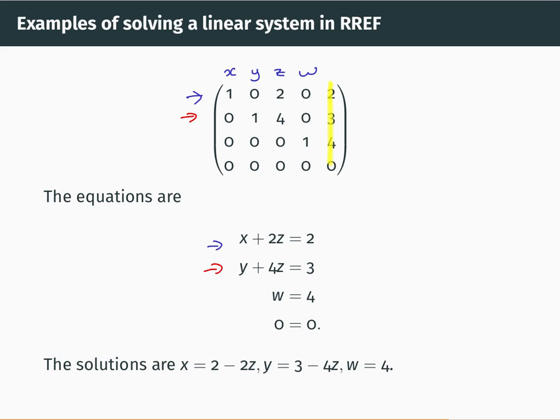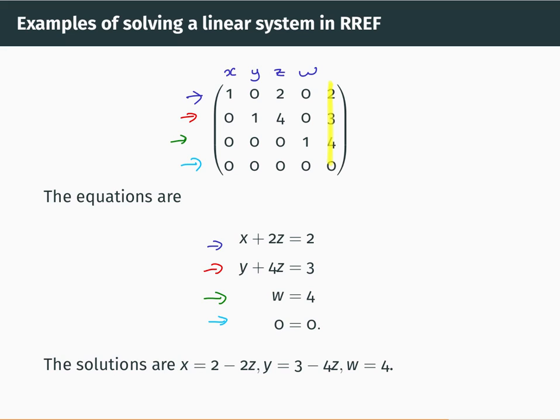From the third row, w is equal to 4. And this time the final row was all zeros. So what the final row would tell us would be simply 0 equals 0. In fact, we can ignore this last equation. It doesn't give us any information at all because it's simply something which is always true. So we have a system of linear equations from which it's now easy to read off what the solutions are.